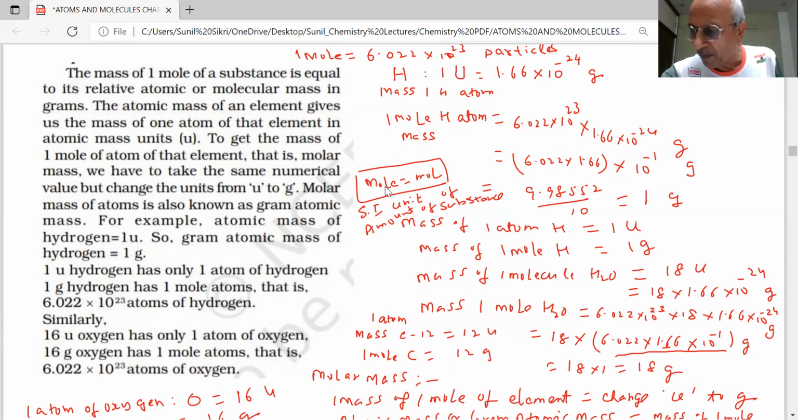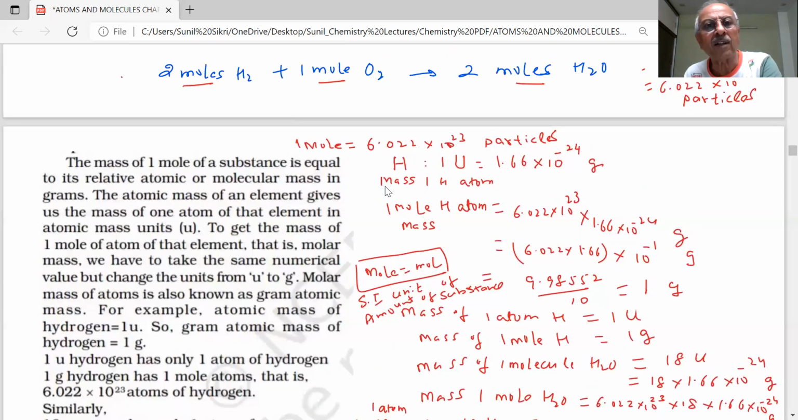All right. Now you have got the idea of why we use the mole concept in chemistry. All the calculations in chemistry, all the chemical reactions we are doing, we will be talking in terms of moles. So we are now saying that 2 molecules of hydrogen react with 1 molecule of oxygen to form 2 molecules of water. I am saying 2 moles of hydrogen react with 1 mole of oxygen to form 2 moles of H2O. That's what I am saying.